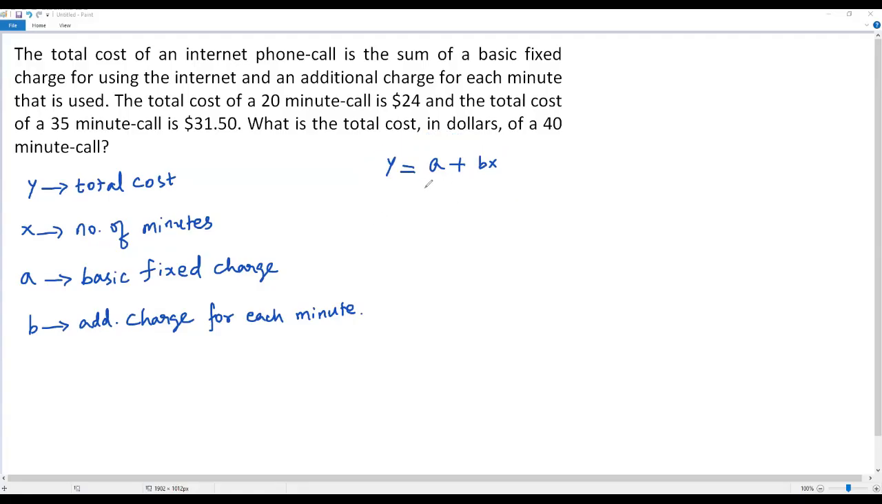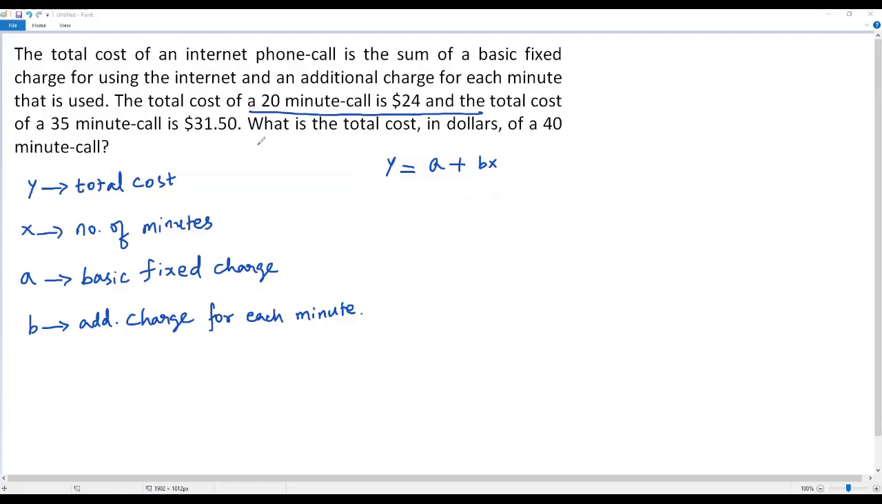In this total cost function, our aim is to find the values of the constants A and B. Once I get the values of the constants A and B, the cost function will be complete. Once we get the complete cost function, we can plug in 40 for X, because X represents the number of minutes, and we have to find the total cost for a 40-minute call. So we plug in 40 for X and find the value of Y, which represents the total cost. For that we have to use the information given here.